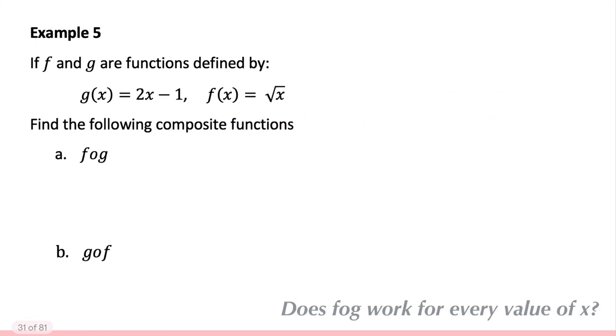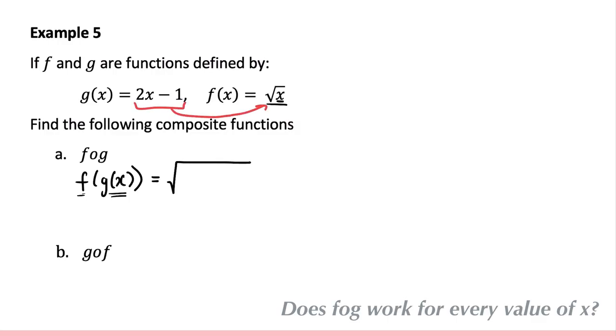Okay, so let's start with the examples. If f and g are functions defined by these two, find the following composite functions, f of g and g of f. So I just like to rewrite it as whether it's f of g of x or the other way around, just so I know exactly what to insert into it. So this is telling me to start writing the function f, and then when I see an x, instead of writing x, I'm going to write the function g of x. So starting to write the function f, I can see I've got a square root, but then instead of writing x, what I'm going to do is insert the function g of x. So that would be 2x minus 1.